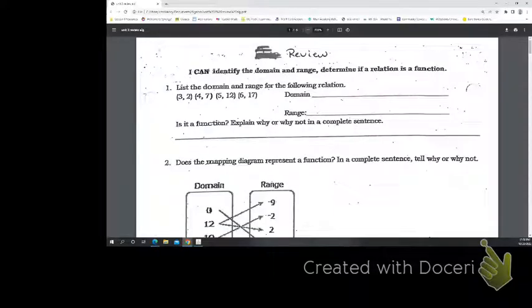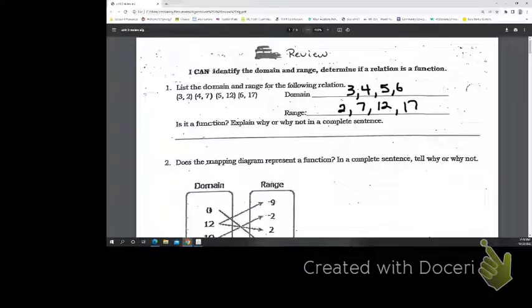So the domain is just a list of all those x's. So Victoria was right: 3, 4, 5, and 6. And how about the range? You don't put the parentheses. Yeah, you don't. It's okay if you don't draw the fancy brackets there. So 2, 7, 12, and 17.